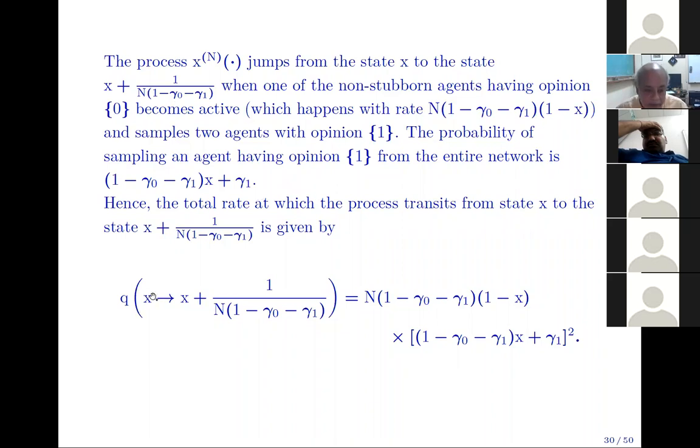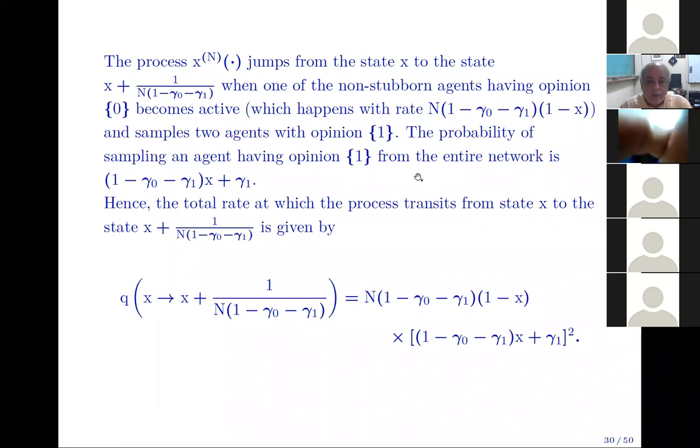So the fraction of people holding 1 goes from x to x plus this quantity. It is again a similar calculation. This is the total number of people who are in the population, 1 minus x. Let me just go back here. Because this is n times this, the rate at which the clock rings. Okay. And it samples 2. So if a person is 0, because this has to be 0 to 1, the person is 0, it has to sample 2 of opinion 1 from the entire network.